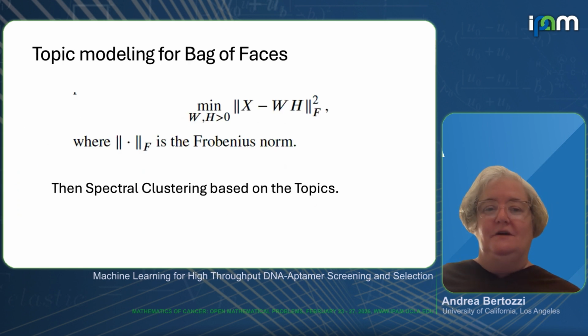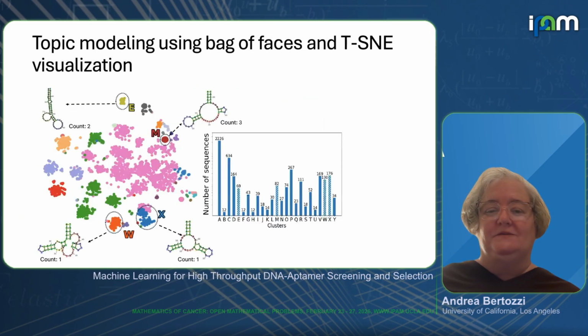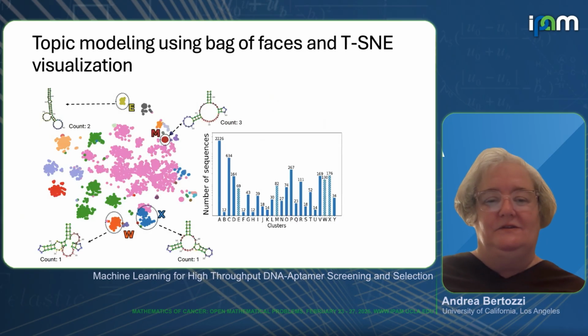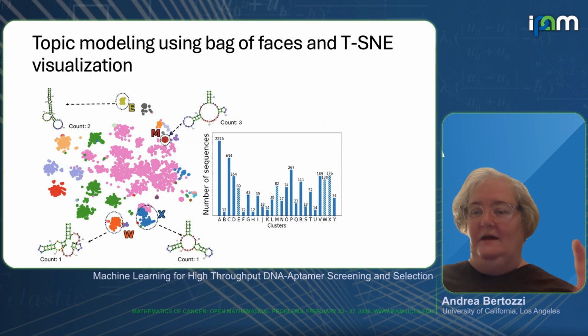We can use the topic modeling idea with non-negative matrix factorization to get topics, and then we can do spectral clustering based on the topics. And this gives us a different t-SNE visualization of the different clusters. So this is an example of what we get with that viewpoint, that lens on this CellX screen.